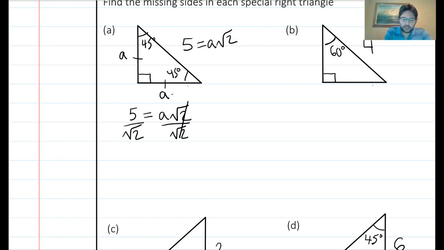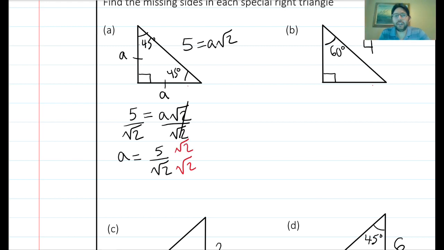So that means that these two sides have to be 5 over square root of 2. Before I actually do this, I want to rationalize it, because remember that we don't like having radicals on the bottom. So I'm going to rewrite it over here: A is 5 over square root of 2. If I want to get rid of the square root, I have to multiply top and bottom by square root of 2.